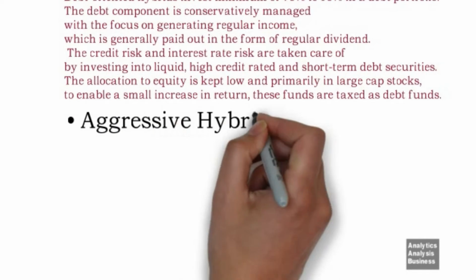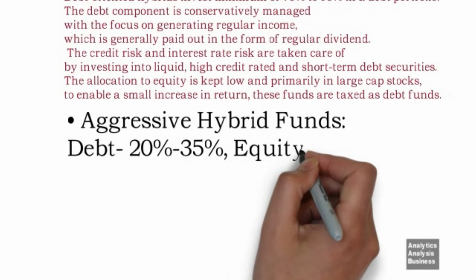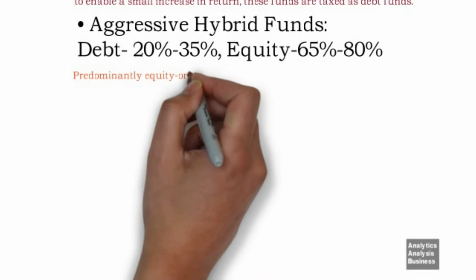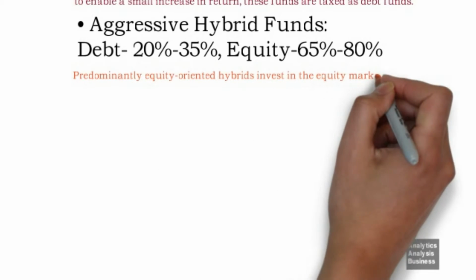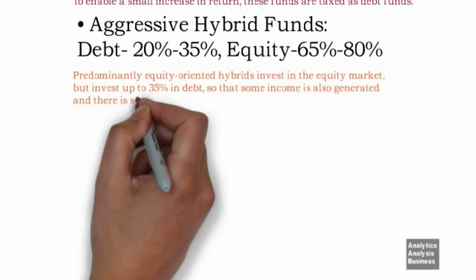Aggressive hybrid funds: debt 20% to 35%, equity 65% to 80%. Predominantly equity-oriented hybrids invest in the equity market but invest up to 35% in debt so that some income is also generated and there is stability to the returns from the fund.